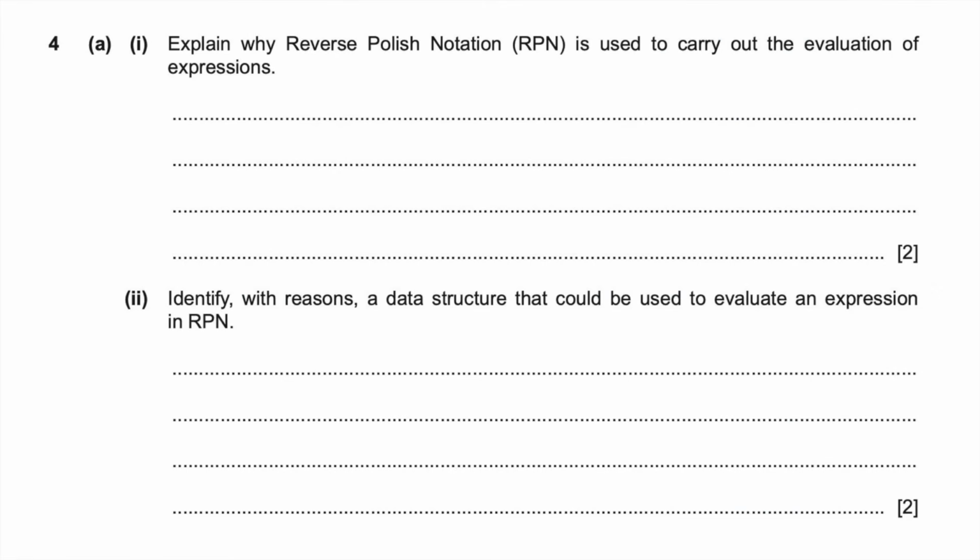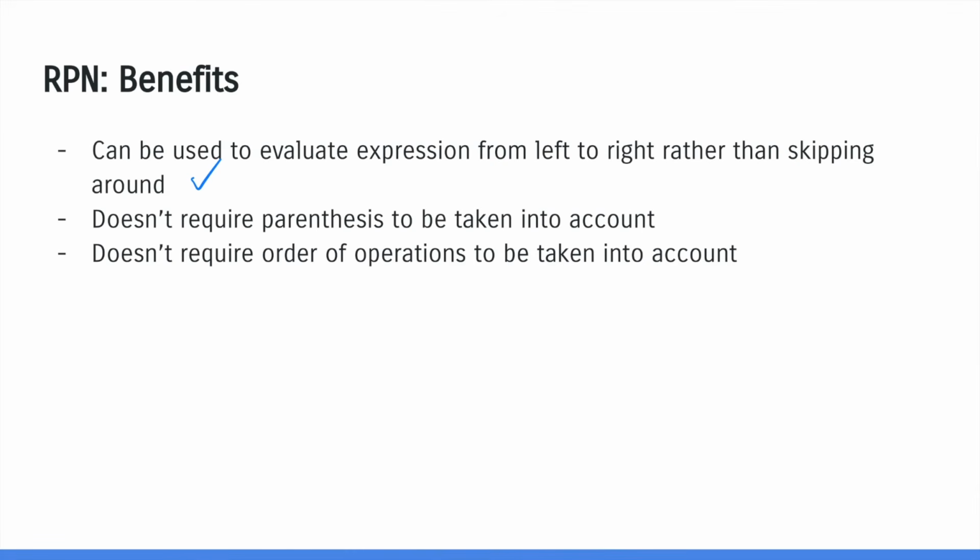Okay, now as promised, let's swing back to the theoretical questions. The first theoretical question: explain why RPN is used to carry out the evaluation of expressions. Now, there are broadly three reasons. The first is that we can evaluate expressions from left to right rather than skipping around, which, as I may have said before, can lead to performance improvements, making it more efficient to evaluate expressions in large programs. We don't need to take parentheses into account. We don't need to take order of operations into account either. And collectively, this makes it a lot less ambiguous as to what arithmetic operations they're trying to accomplish, so it's easier for us to accurately evaluate expressions.